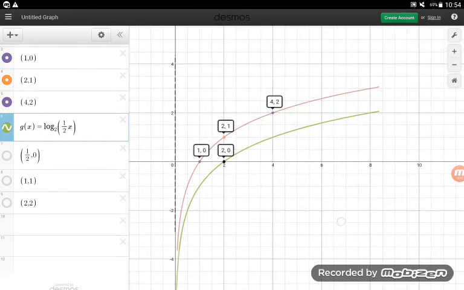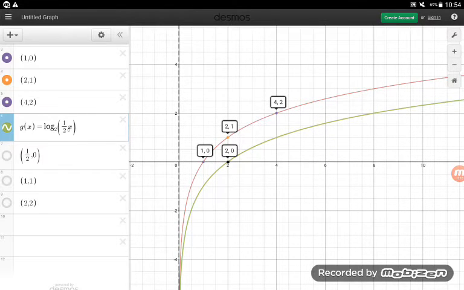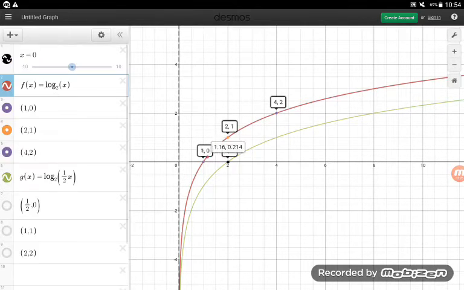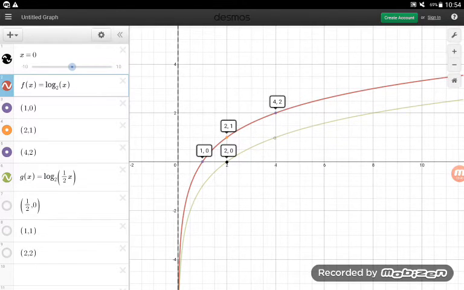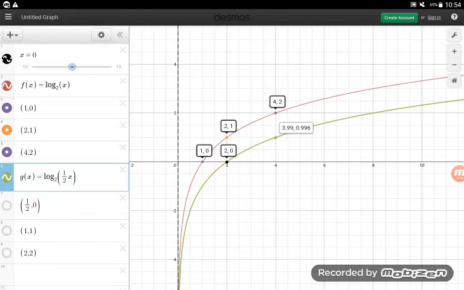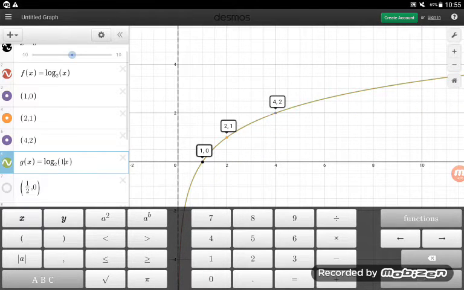You can see that the green curve is my g of x. This is horizontal, so my y coordinates are going to stay the same. For my 1, 0, instead of multiplying by half, I'm going to divide by half, or multiply by 2. The x coordinate 1 is going to be multiplied by 2. This point 2, 1 would now become 4, 1. I'm going to multiply the x by 2, so I have a 4, 1 here. This point 4, 2 now is going to be at 8, 2. So that's it. That is horizontal compression and horizontal stretch.